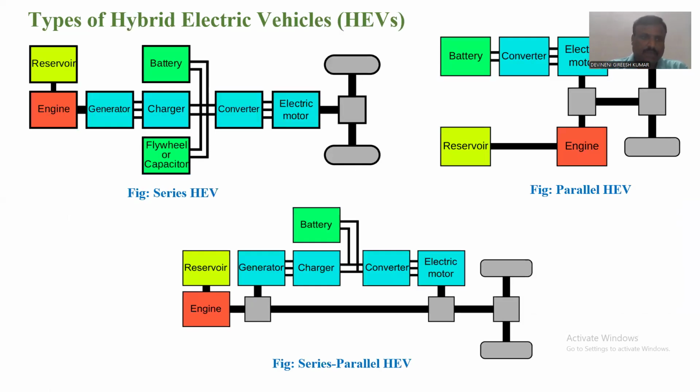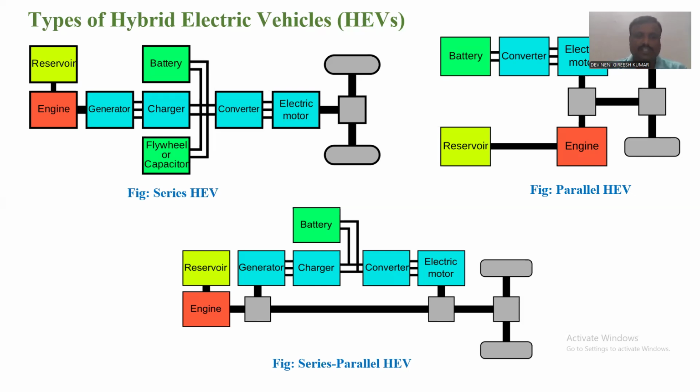Okay. So now there are three types of models designed for HEVs. How the IC engine and electric motor are connected to the driving differential decides these three types. So these three types have series and parallel configurations.